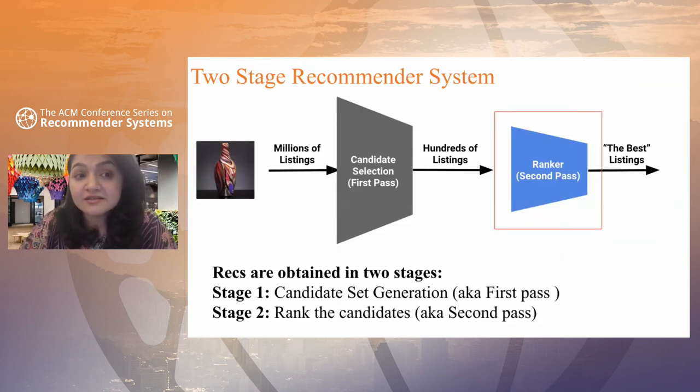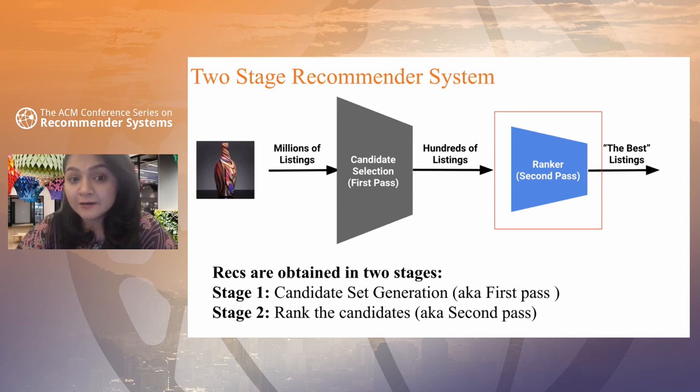So in a practical setting, we divide this task into two stages. In the first stage, given a target item, we try to retrieve with high recall, from the millions of listings, some hundreds of listings that might be relevant to the given target, and then use a second pass ranker or a machine learning model to rank those hundreds of listings to generate the final recommendations. The first stage is often called candidate set generation, and the second stage is similar to the ML model that I was showing in my previous slide, often referred to as the second pass ranker.